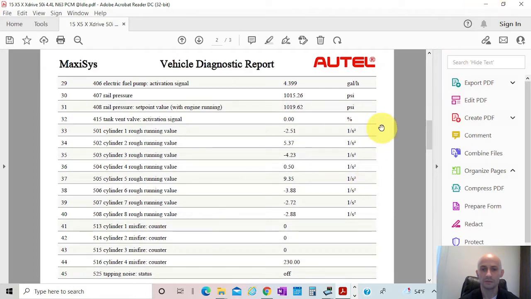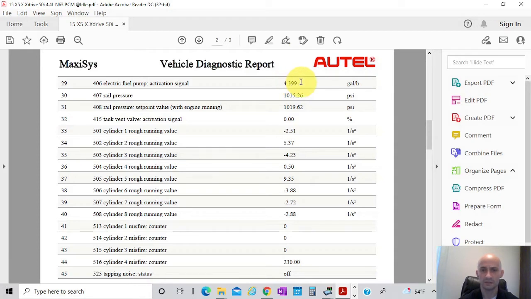Alright guys, so we're going to be working on a 2015 BMW X5. This has misfires, it's running kind of rough. Customer had about $2,000 worth of work done to it. The dealer had replaced the charge air cooler. I'm not sure if it needed to get replaced, but the vehicle was still left with a misfire.